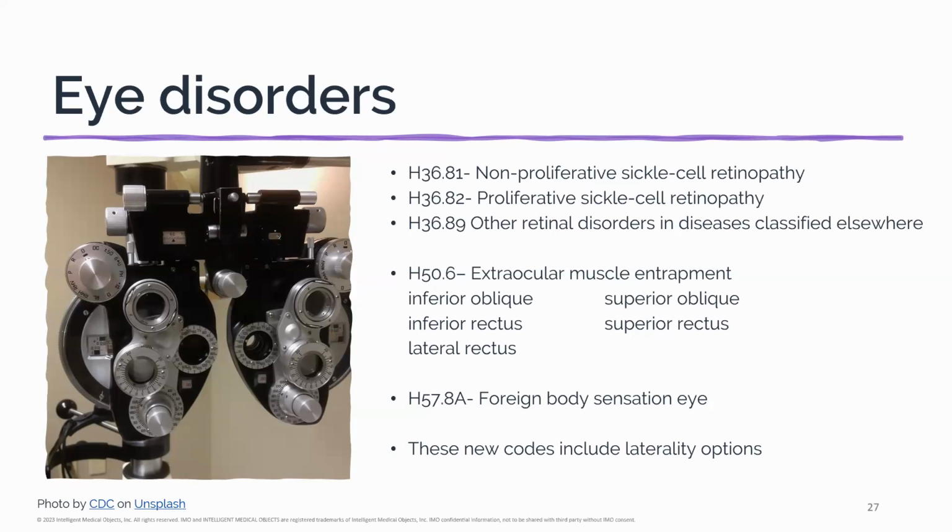And we also have a new subcategory to capture foreign body sensation of the eye. So that's just what it sounds like. You feel like something's rubbing against your eye. People with dry eyes or insufficient tear film may have the sensation, or it could be related to inflammation of the eyelids, and so forth. So all these codes have laterality options within them.